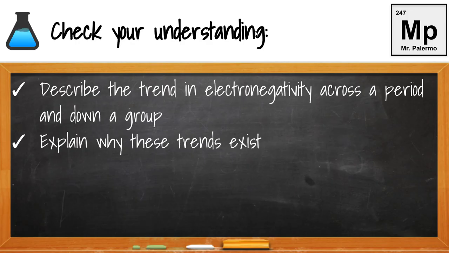So let's check your understanding. Can you describe the trend in electronegativity across a period and down a group? And can you explain why these trends exist?